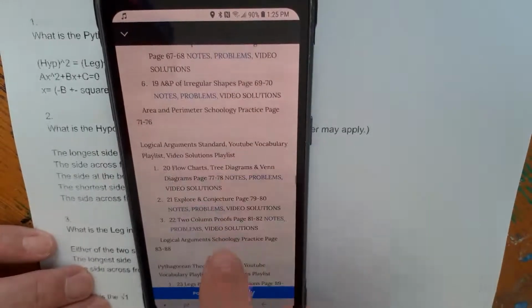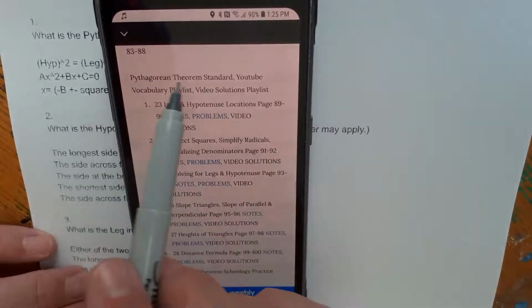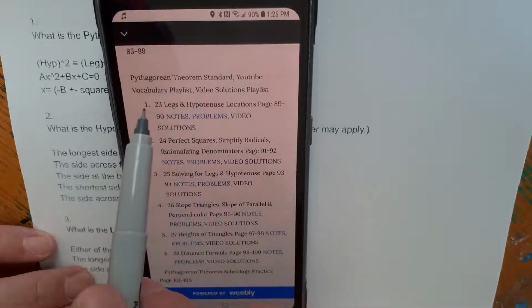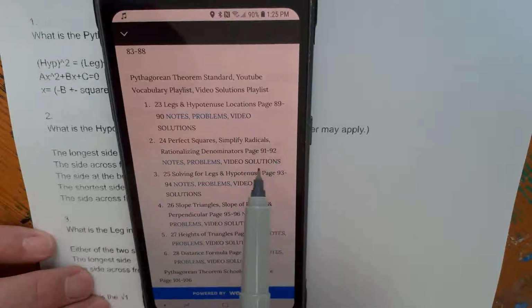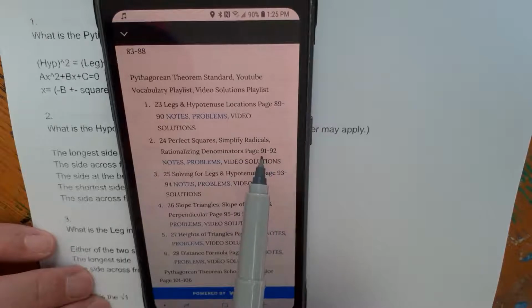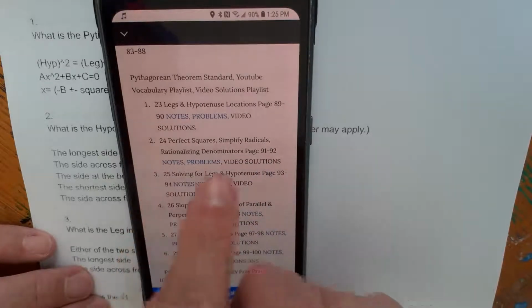We're going to move down to this unit, which is right here, Pythagorean Theorem. That's the unit. And then we're in lesson 2, Perfect Squares, Simplifying Radicals, Rationalizing Denominators. Here are the page numbers it goes in your comp book. Please don't look at this video for the page numbers, but go back to the original table of contents like I'm doing. By the time you watch this, these numbers will probably be different. The notes are here, the problems here, and this video solution will be linked right here.